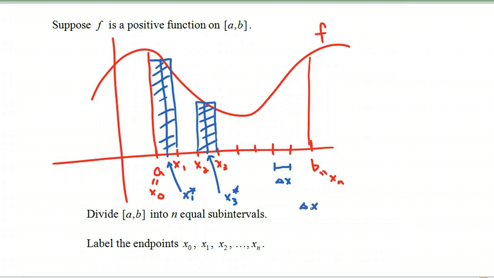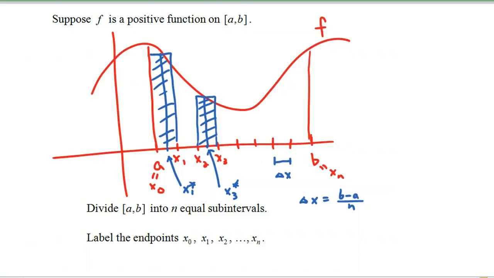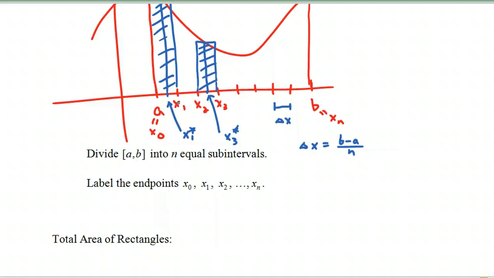And if you want to get technical, delta x is equal to b minus a over n. b minus a is just the distance from a to b, and we're dividing it by n because we have n subintervals. So delta x is just that number. So what is the total area of these rectangles? Well, the total area of the rectangles would be equal to A1, where A1 is the area of the first rectangle, plus A2, where A2 is the area of the second rectangle, and so on, all the way up until we get to the last rectangle, which has area A sub n.